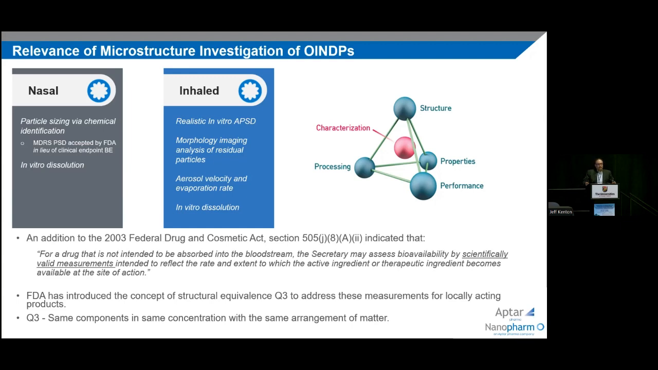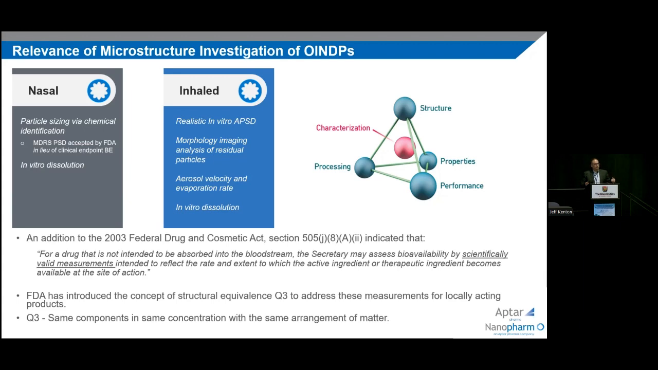Now, in terms of how the 505(j) statute is written, the FDA talks about having scientifically valid measurements, so scientific tools that we can validate, which allow us to understand the local rate and extent of absorption. That primarily intertwines with the use of MDRS to measure the particle size of the drug in the nasal suspension. It's going to correlate to its dissolution and therefore its distribution and absorption from the nasal cavity. Now, the step for inhalation is slightly different.